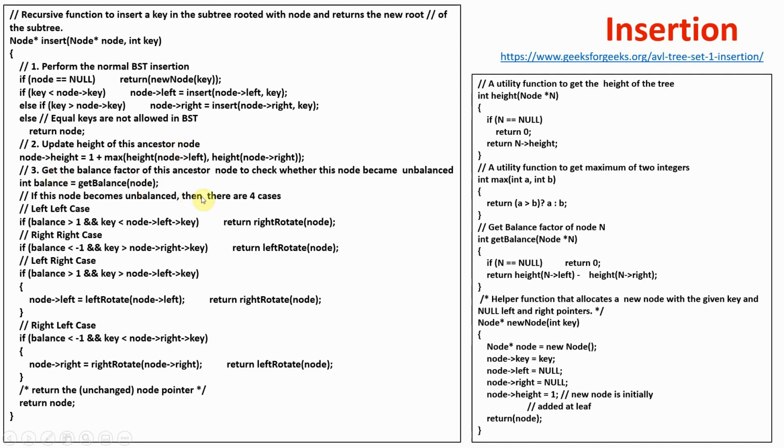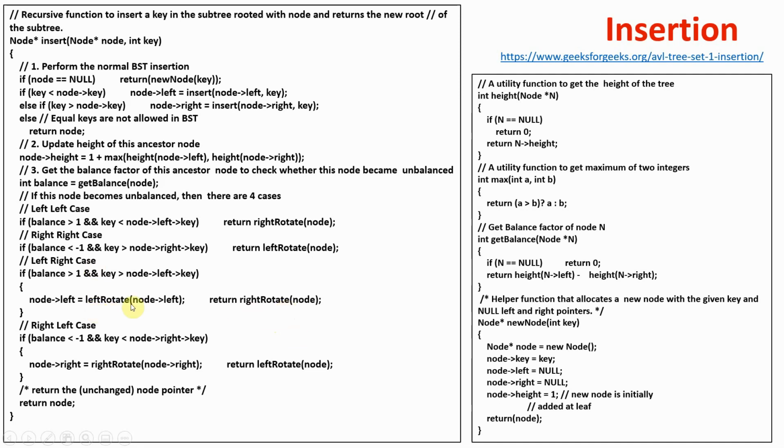We get the balance factor, and we check which case we are in, depending on the balance factor. If the balance factor is bigger than one, we are either in the left-left case or the left-right case. In the left-left case, we just have to do a single right rotation. This is how you can figure out if it's a left-left case or a left-right case. If it's a left-right case, we have to do a left rotation and then a right rotation.